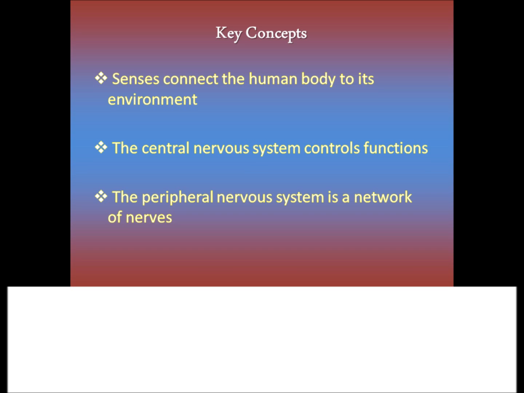The first one is that senses connect the human body to the external environment. The central nervous system controls functions. And the last one is the peripheral nervous system is a network of nerves. So this section is going to take a look at each of these three key concepts.